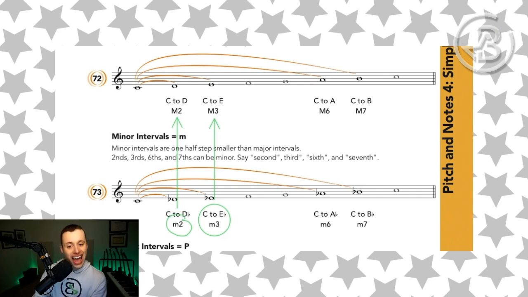C to A is a major sixth. Whereas C to A flat, we're bringing the A down by 1/2 step. So it is a minor sixth. And C to B is a major seventh. But C to B flat, we're bringing the B down by 1/2 step. So we're going to call that a minor seventh. I will see you in the next lesson.